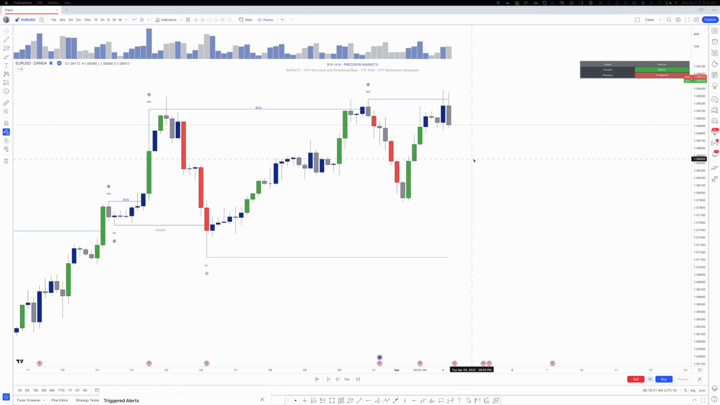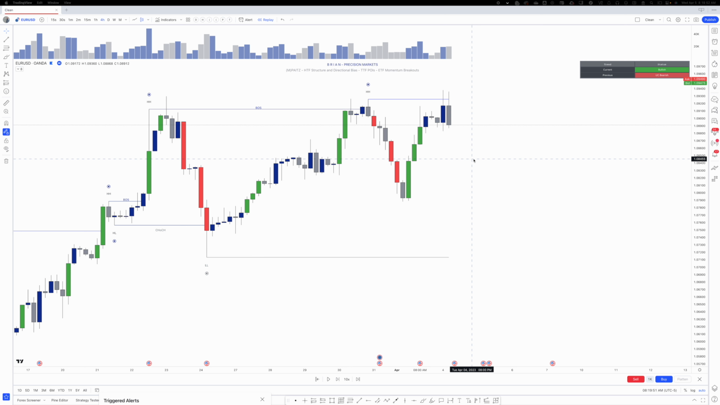Precision Markets trading recap from Precision Markets coach Brian, going over my EURUSD trade that went over 20-plus R yesterday. So let's go ahead and begin. The first thing I always focus on when it comes to trading is that there are three important things you have to have: a direction, a point of interest, and an entry.